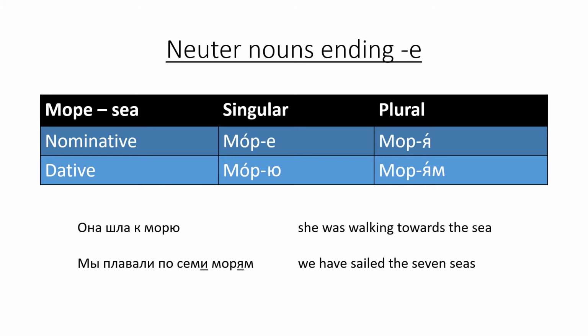So in our example sentences, Анна шла к морю. She was walking towards the sea. Мы плавали по семи морям. We have sailed the seven seas. And again, it's because of those prepositions к and по that the dative is necessary here.